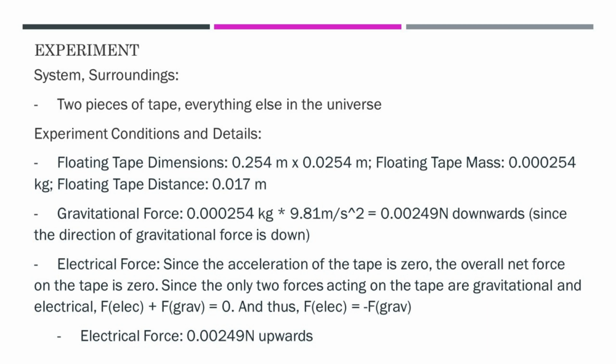In our experiment, the system is the two pieces of tape, and the surroundings is everything else in the universe. The floating tape dimensions are 0.254 meters by 0.0254 meters, and its mass is 0.000254 kilograms. The distance of the floating tape away from the other piece of tape is 0.017 meters.